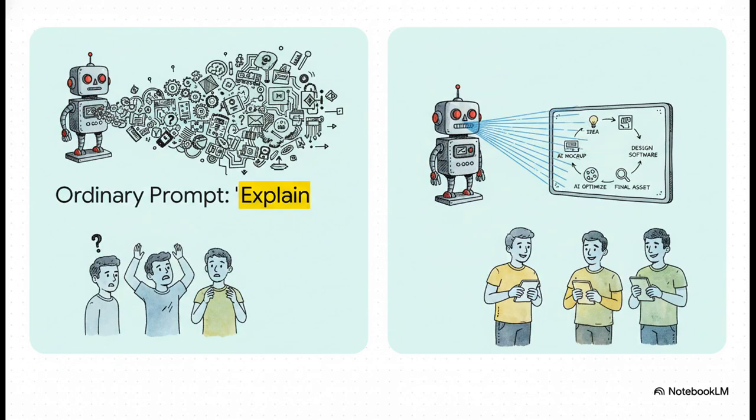Let's do one more. Just asking to explain AI is way too broad. But when you define the use case, that it's for a corporate design team, it completely changes the game. Now the AI knows its audience, it knows the goal of the explanation, and it knows the specific angle to take. The output becomes a targeted, really valuable training asset.